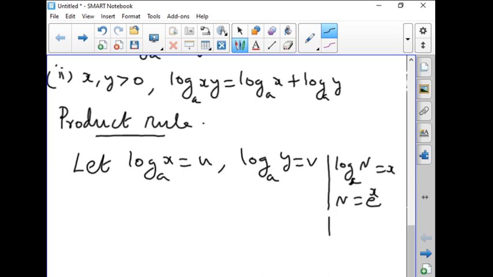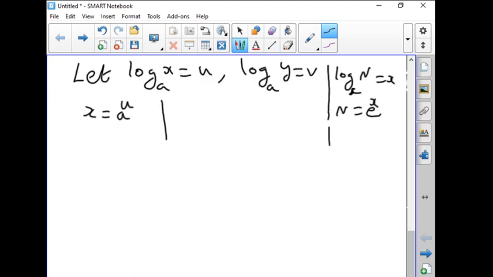Therefore, in the place of n, we are having x. Base is a. So, x is equal to a power u. So, a is the base. From the second one, what do you have? y is equal to a power v. So, now what is xy? xy is equal to a power u into a power v.